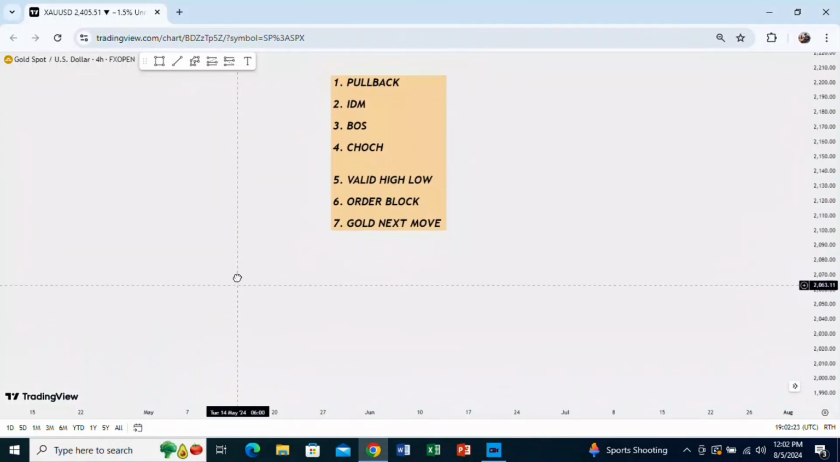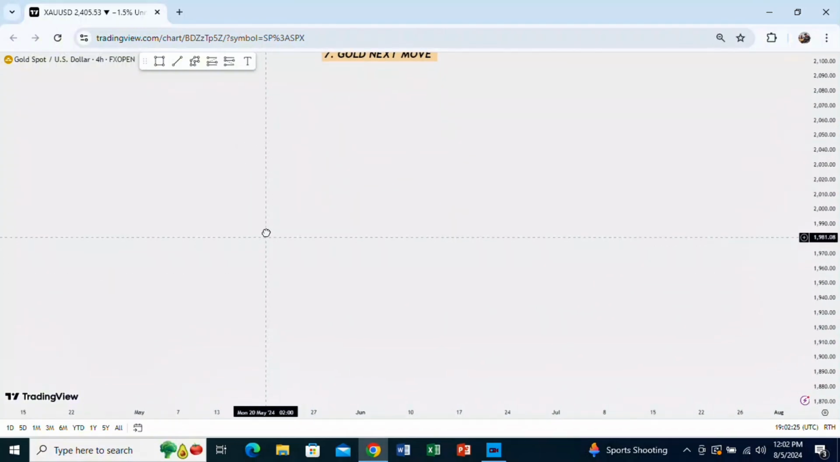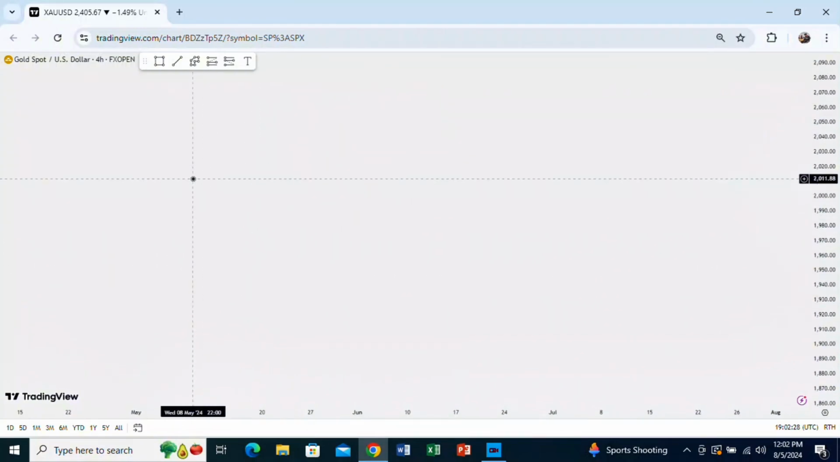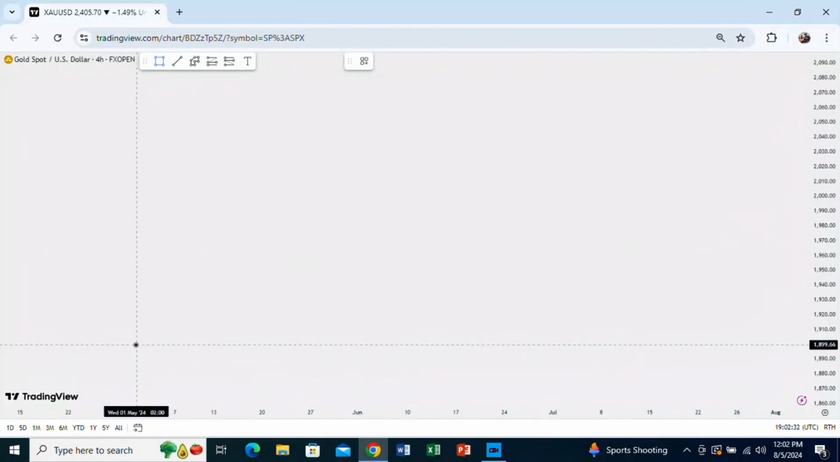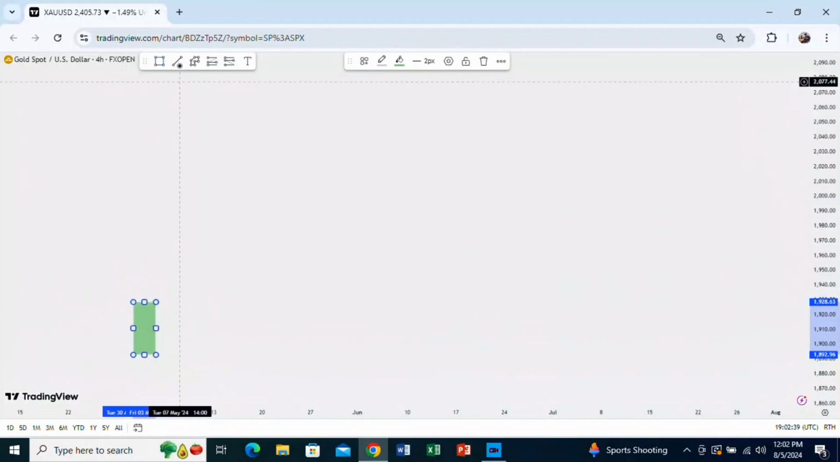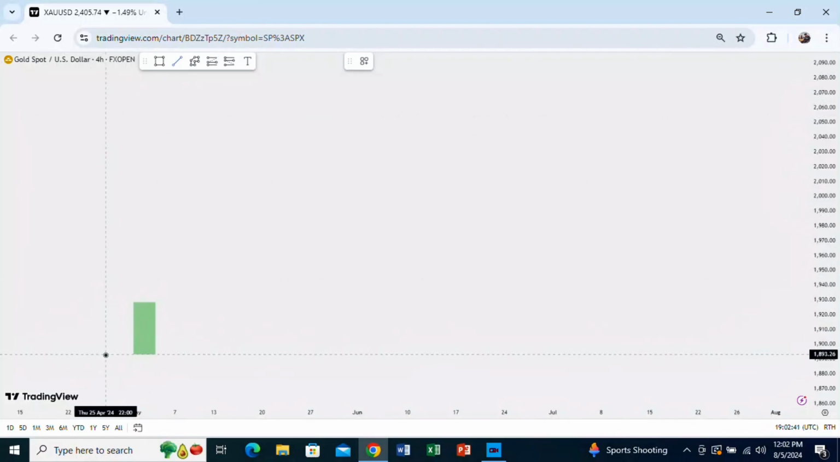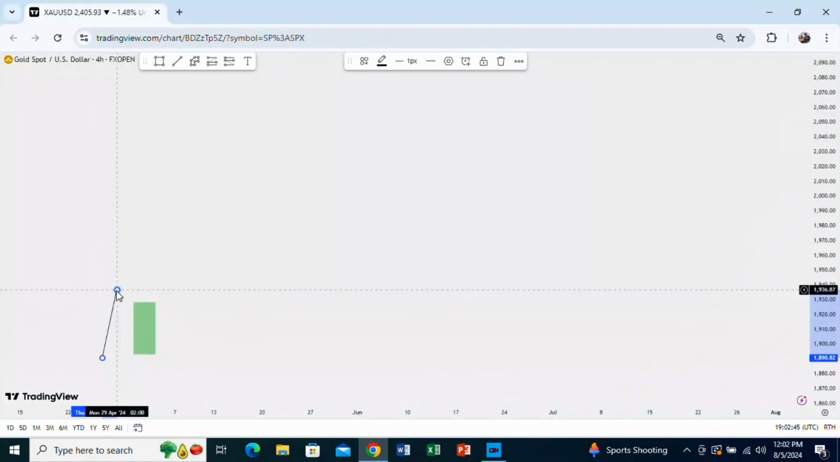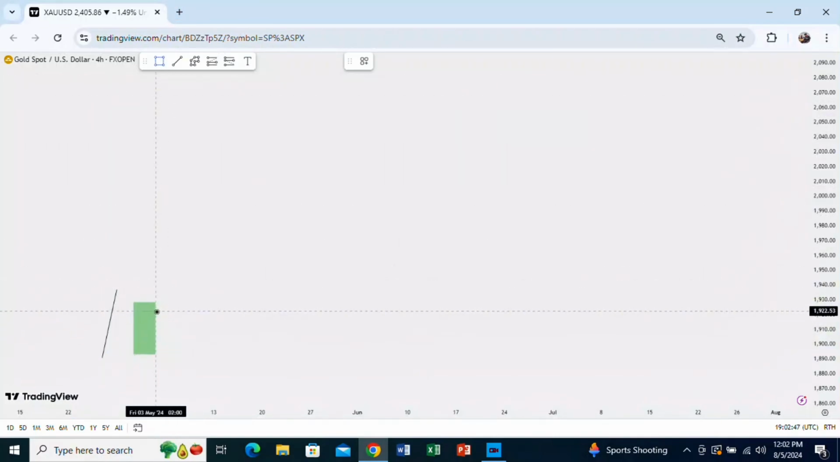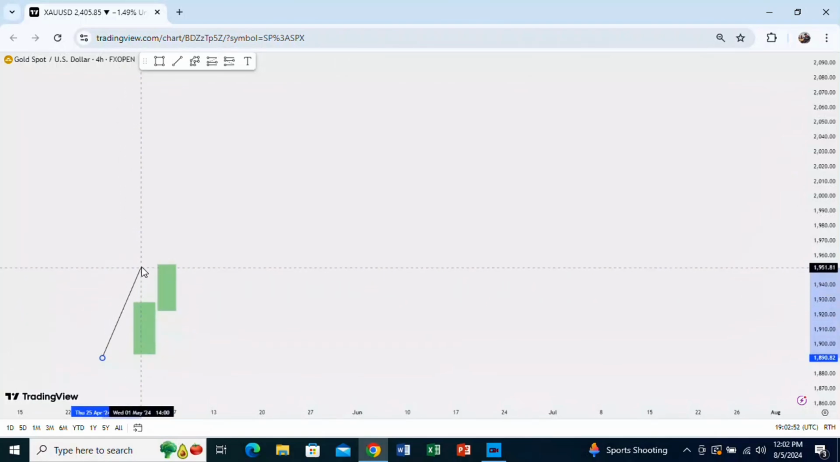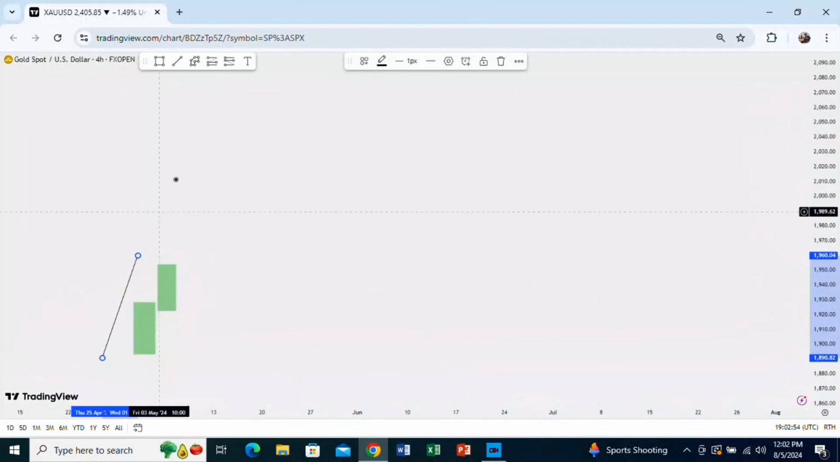So what is a pullback? I will discuss it in detail. So even if you are a newbie and you don't know the ABC of ICT, you will still get the concept, okay? So I will draw some candles here. Let's suppose this is a bullish candle, a 4 hour candle, okay? And the price is going up. So what you have to do is, when you find such a candle, you will draw this line like the price is going up. Then we get another candle and the price goes up. So we will extend this line, the price is going up, okay?